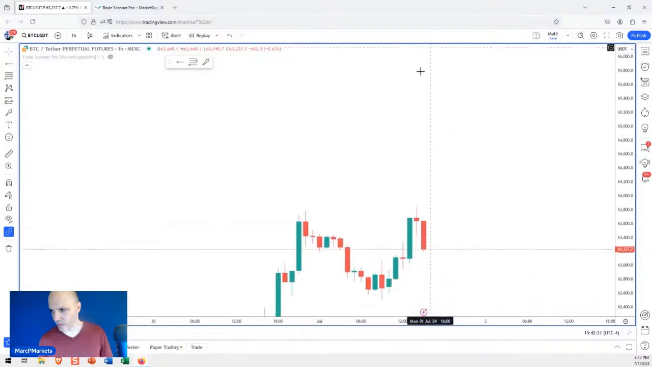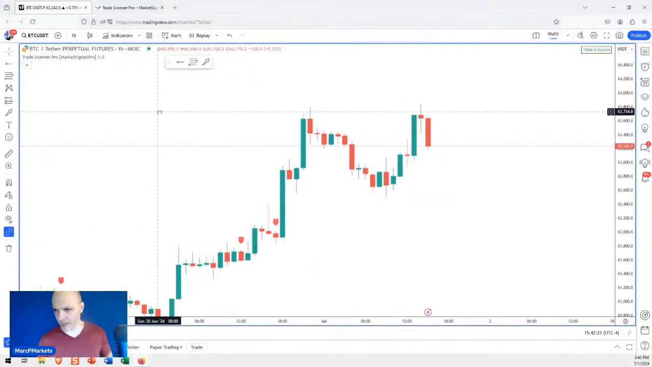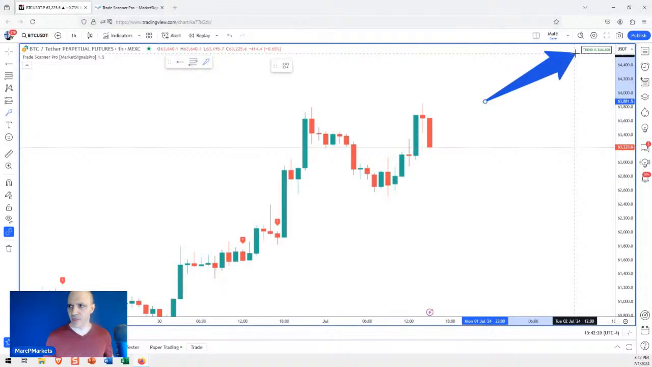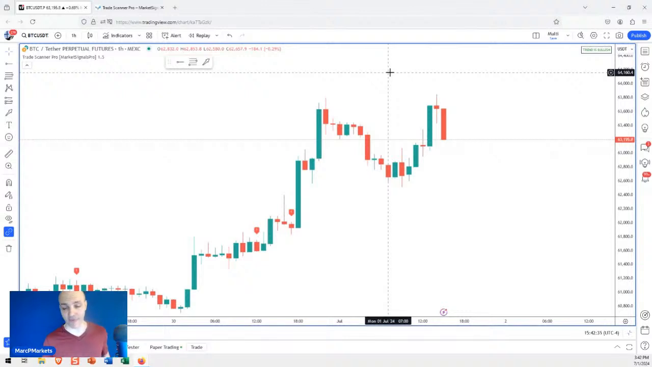Now, with that being said, we're going to switch the TradeScanner Pro on, right? It's on the hourly. So how do I know the TradeScanner Pro is on? You can see this little label up here that says trend is bullish. That's your trend for this time frame.